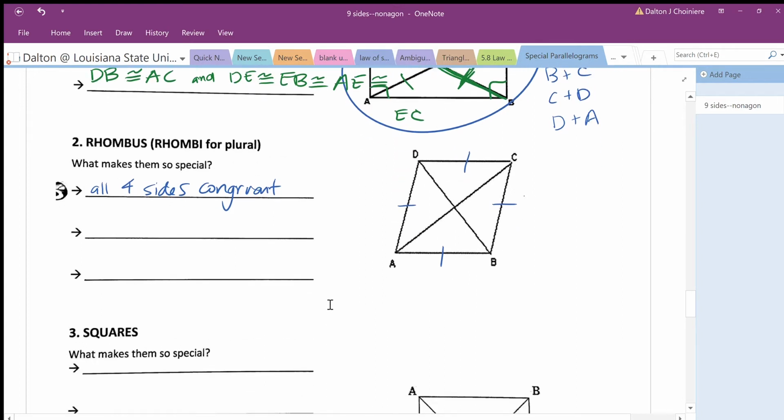Now, the other 2, you probably will not be able to come up with on your own, so I'm going to help you there. The second one is that diagonals bisect pairs of opposite angles. Sorry for the blinky screen. Diagonals bisect pairs of opposite angles.